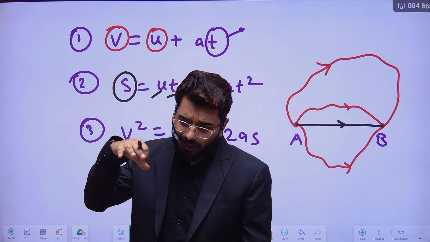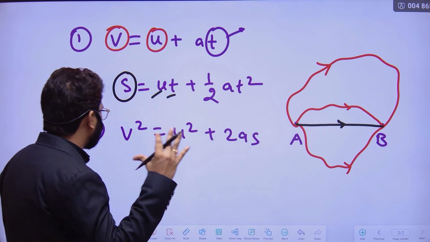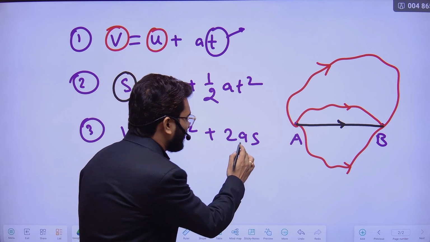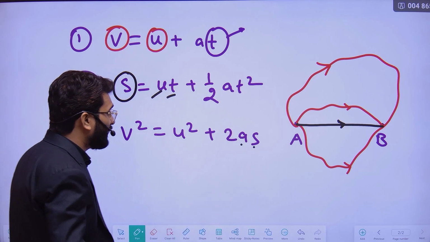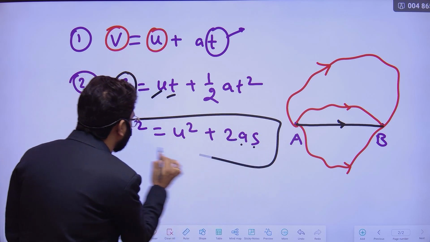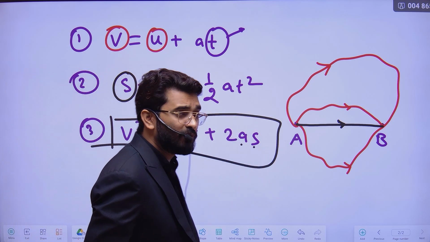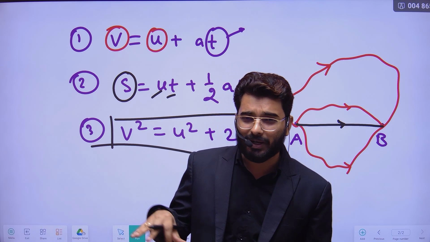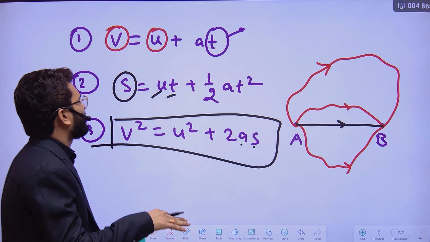But when we use the correlation between the final velocity and the initial velocity with acceleration and the distance, we will need the third equation of motion, v square is equal to u square plus 2as. So I think this is the basics. I will describe them one by one.